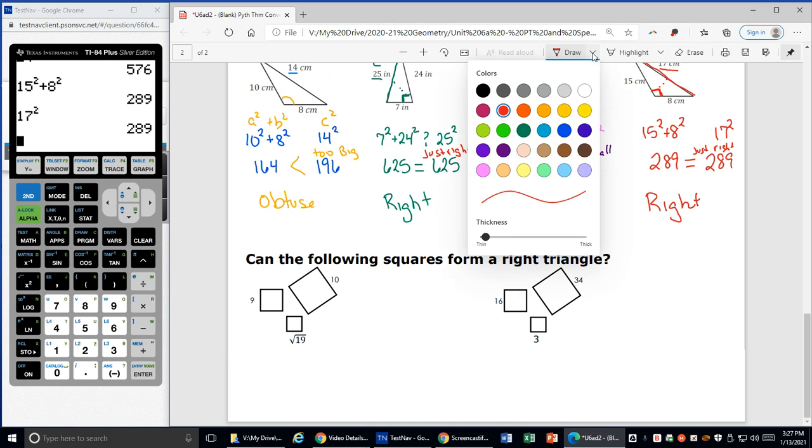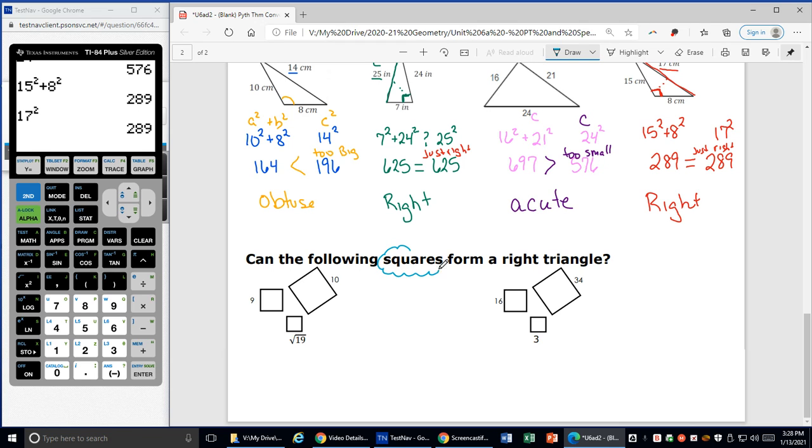Notice it tells me that these are indeed squares. Okay, so since I know they're squares, I know that they're making right angles, and I know the sides across are all the same. And when it says, can they form a right triangle, it means if I take the corners and slide them in together, I make a little triangle here.